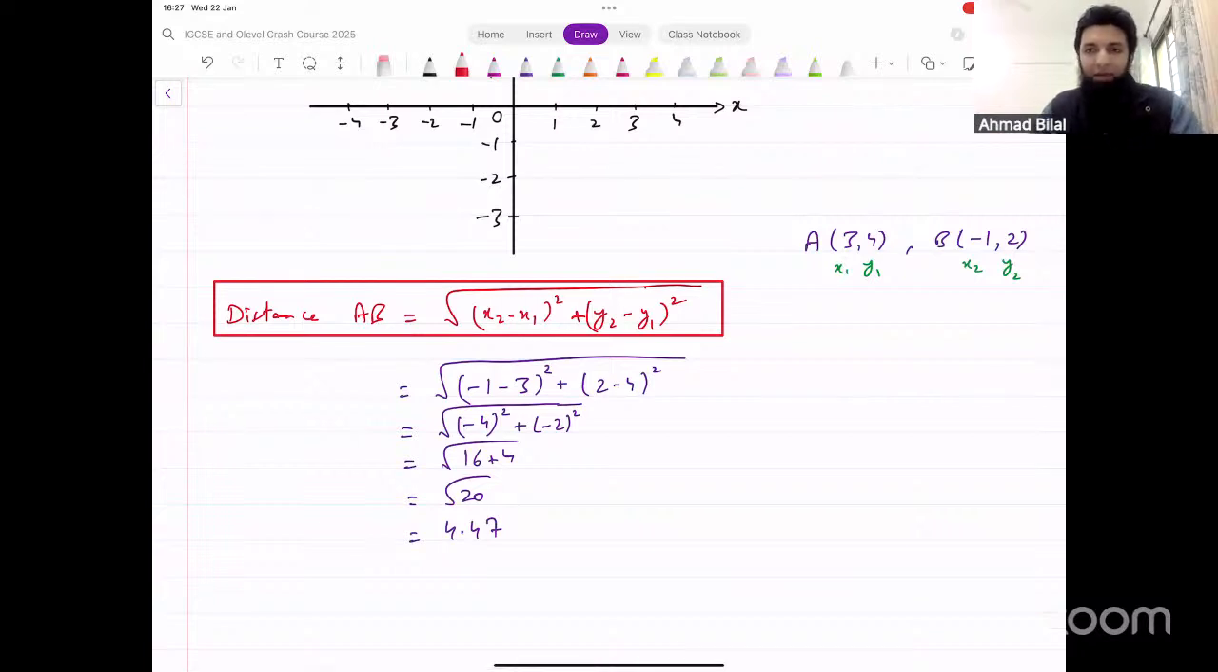Now this is the formula that you use to find the distance between any 2 points: x2 minus x1 whole squared plus y2 minus y1 whole squared, and square root of that.